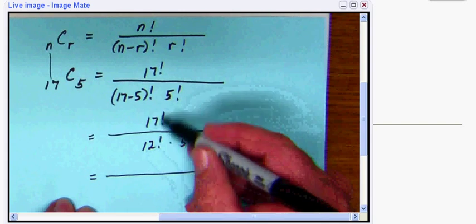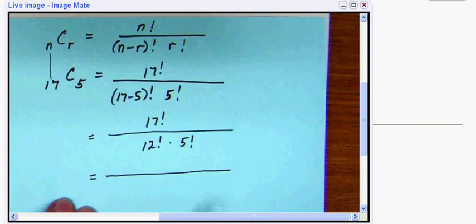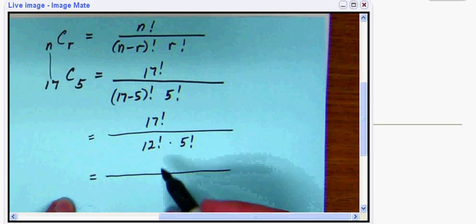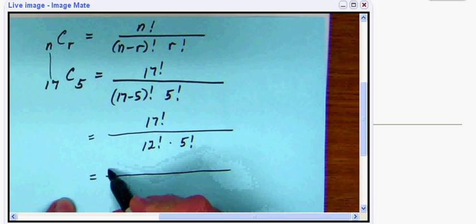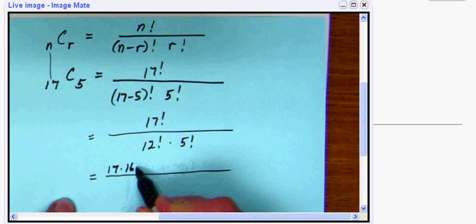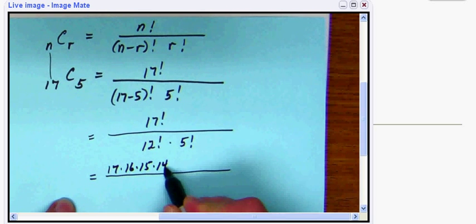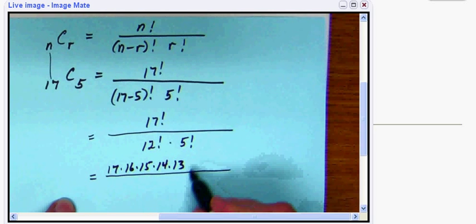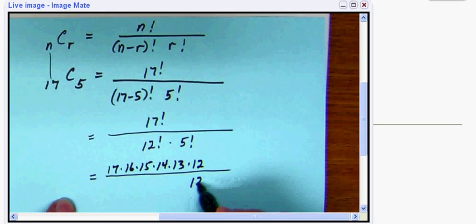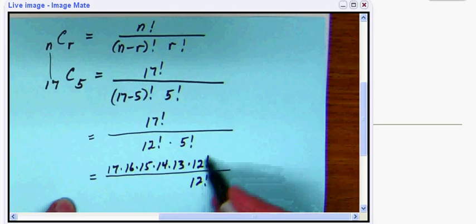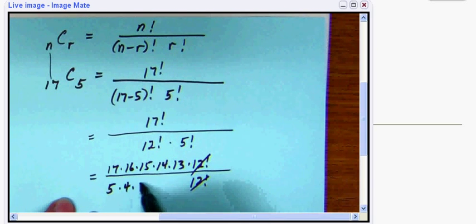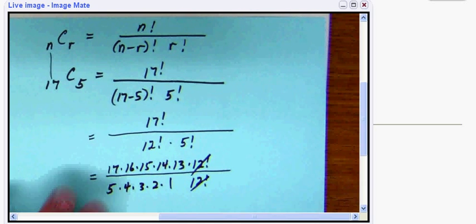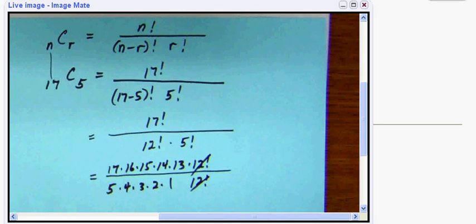Notice that we have some numbers here that are pretty close together. 12 and 17 are pretty close together, at least closer than the 17 and the 5. So what we'll do is we'll start with the 17, begin counting down: 17 times 16 times 15 times 14 times 13. Now as we reach the 12, we will simply be able to cancel out the 12 factorial top and bottom. We also have the 5 factorial, which is 5 times 4 times 3 times 2 times 1, and we're going to crunch through all of those numbers. It's going to be easier to do if we simply let the ALEKS calculator do that for us.